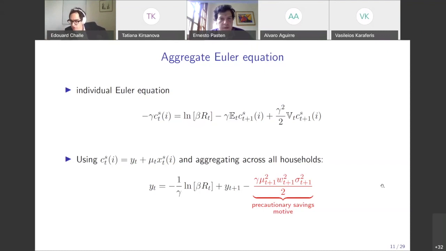This shows up in our model in the fact that there is a unique MPC. In Kaplan, Moll and Violante, you have a distribution of MPCs. We have just one MPC, mu t, but it's going to be time varying. Our point is that even with MPC homogeneity, not heterogeneity, it still matters a lot because it moves over time and responds to policy.